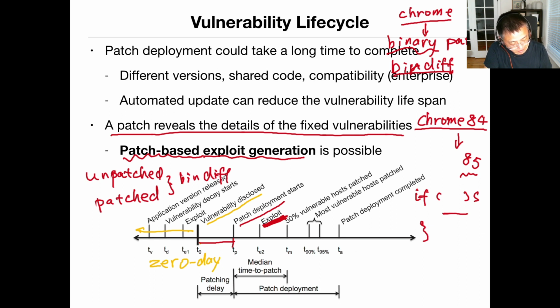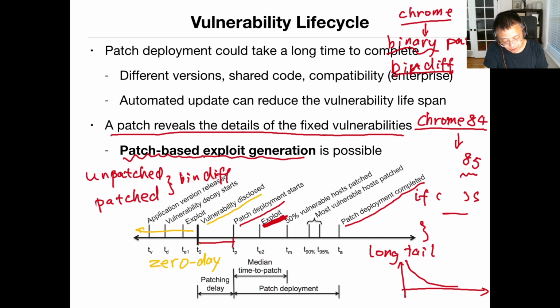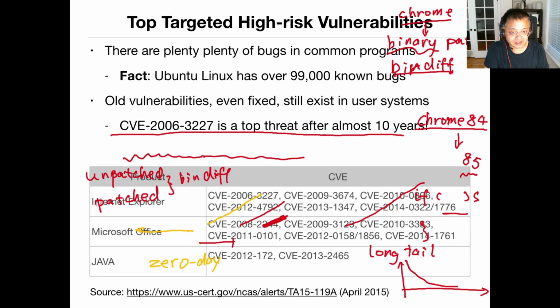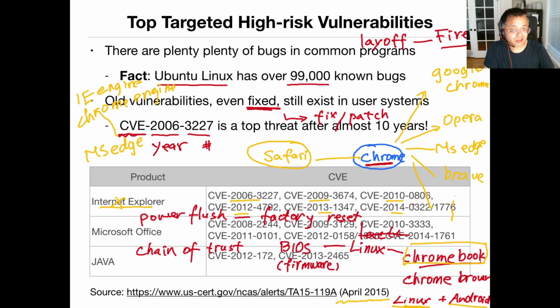Okay. So if you look at this, the last stage is the completion of the patch deployment. This could actually take a very long time, or sometimes we call this the long tail effect. So you're going to have a long tail of users who will not deploy the patch, right? So if we go back to the previous slides, you can see even the vulnerability from 2006 is still being exploited after 10 years.